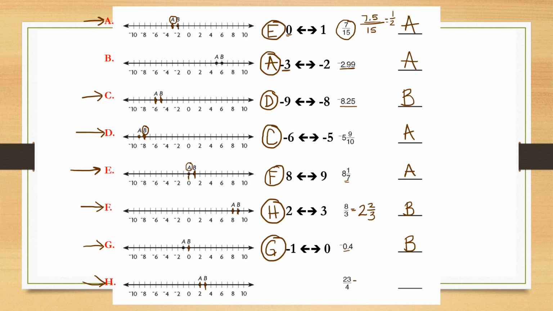23/4 should be reduced to 5 3/4. 5 3/4 falls between points 5 and 6 on the number line. These points can be found plotted on number line B. 5 3/4 is closer to 6 than to 5, which is point B.